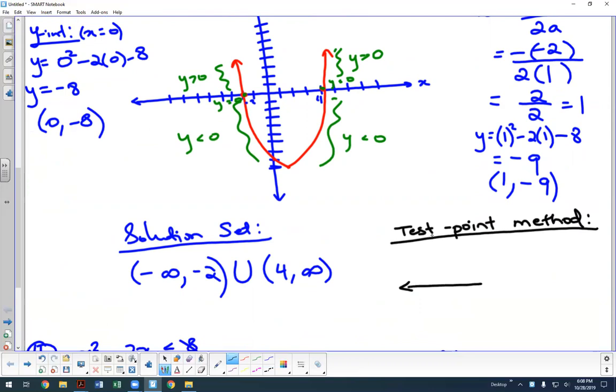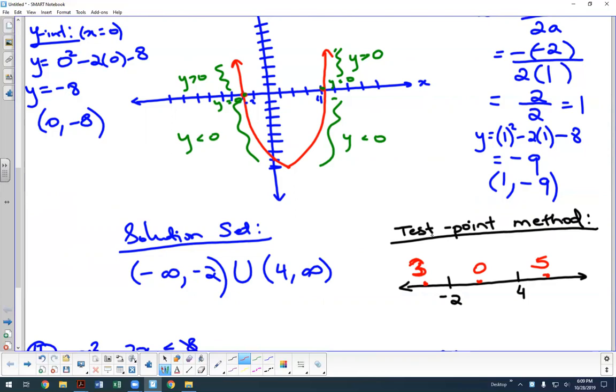So with the test point method, we have our little number line. Our roots were -2 and +4. So from each section, we would have selected a test point. So something which is smaller than -2, we could have picked 3. Between -2 and 4, 0 kind of always seems to work out best. Greater than 4, we could have picked a 5.